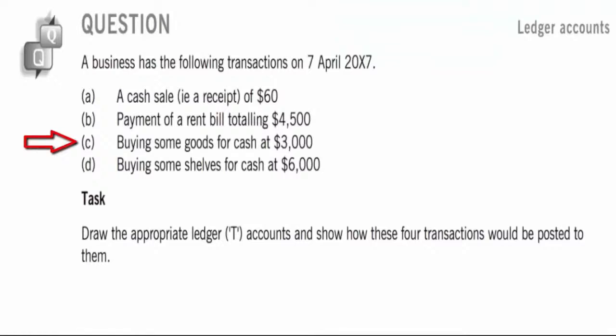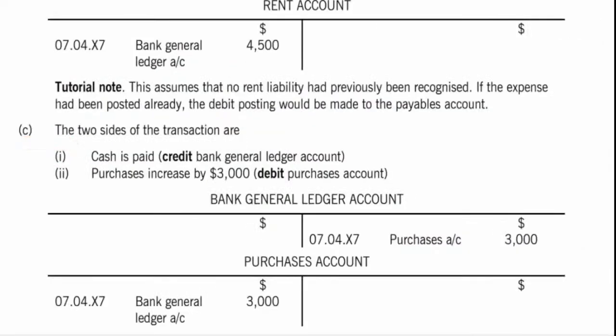The business purchases goods for $3,000 in cash. Here's what happens. 1. Cash, an asset, decreases because the business spends $3,000. This is recorded as a credit in the bank general ledger account.